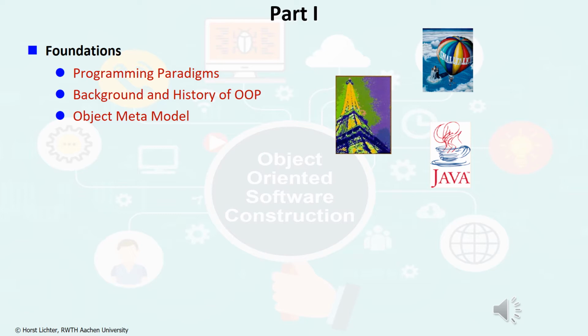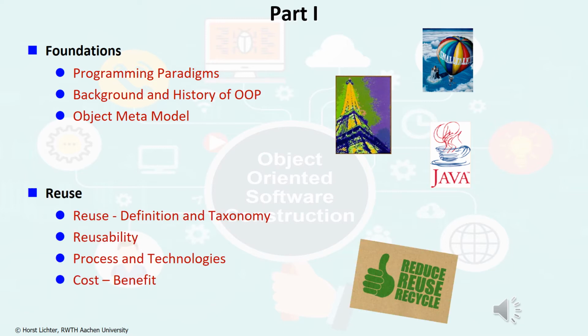In the Foundations chapter, we briefly introduce the different programming paradigms and give some background and historical information about object orientation. Finally, we present step by step all the elements of the so-called object meta model. Because reuse is an important goal in software development, we introduce this concept and present a taxonomy of reuse. We describe the process of developing reusable building blocks and briefly discuss existing software technologies. Finally, we present an approach to cost-benefit evaluation of reuse.